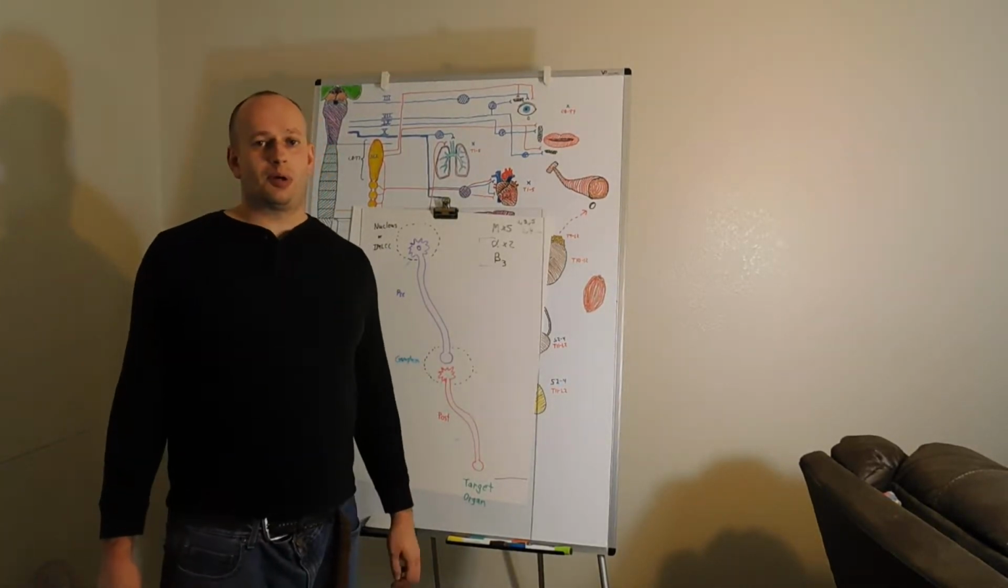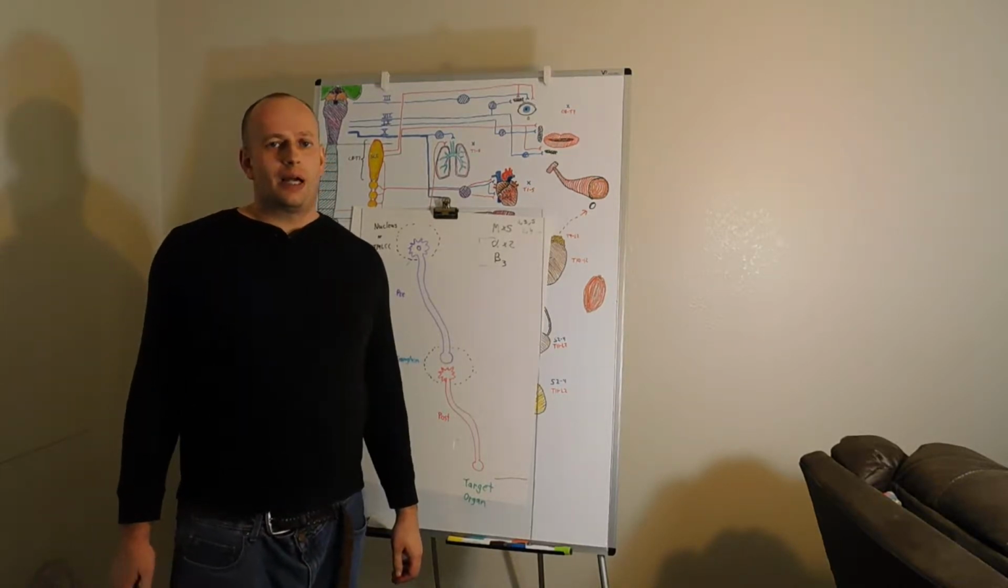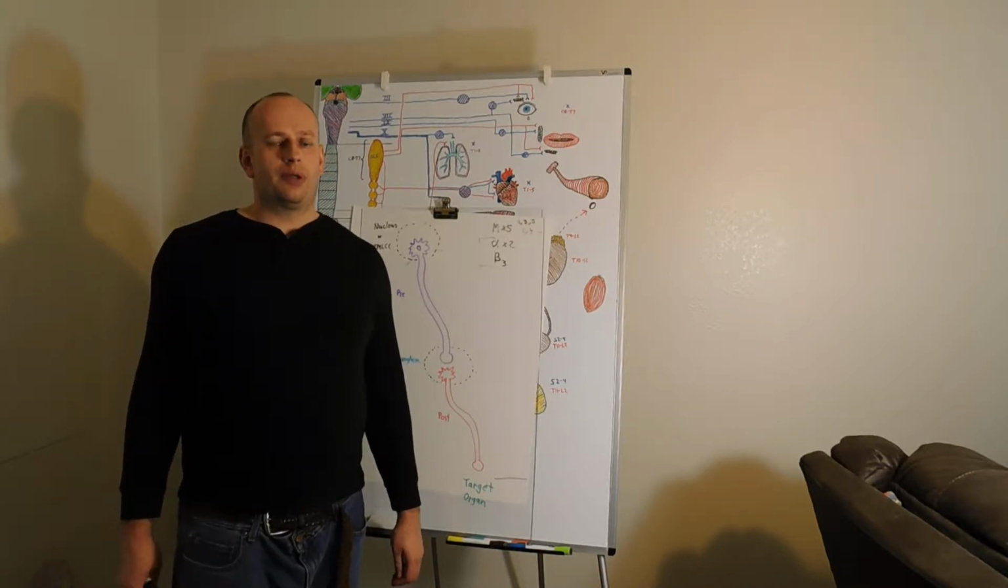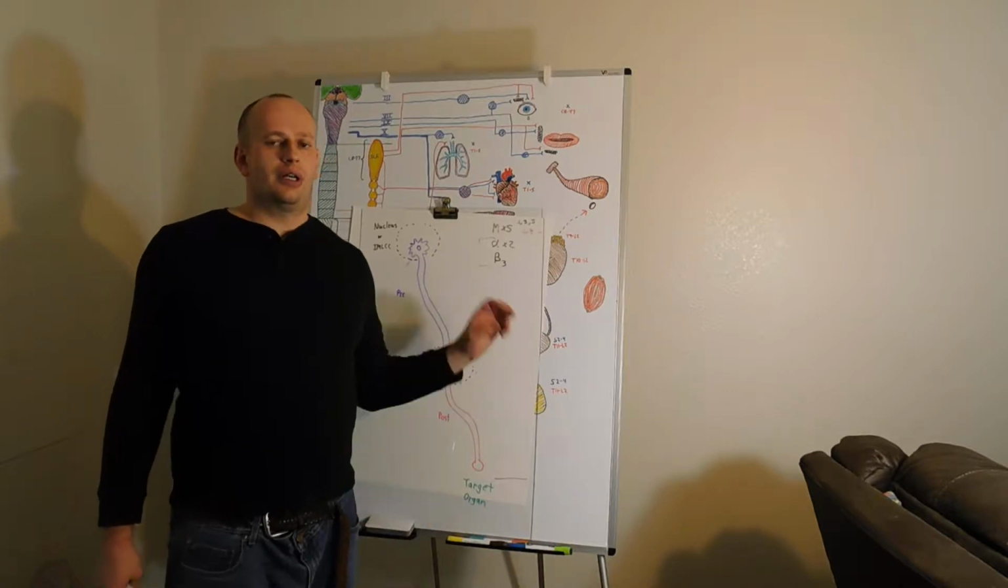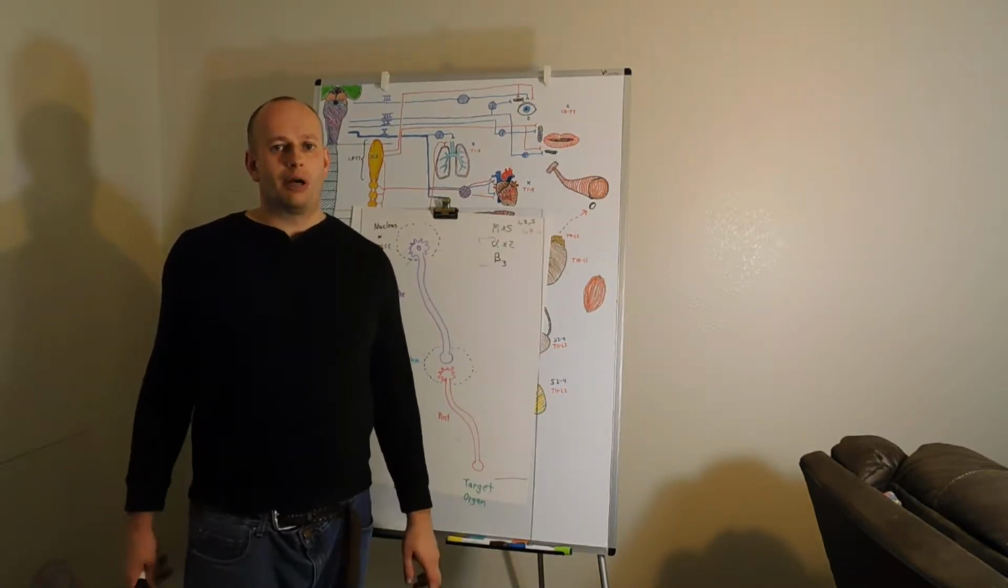Let's talk about the autonomic nervous system again. This will be video 3, and I'm going to talk more about the neurotransmitters, drugs, and receptors, and then tie that into the functional significance of parts of the autonomic nervous system.